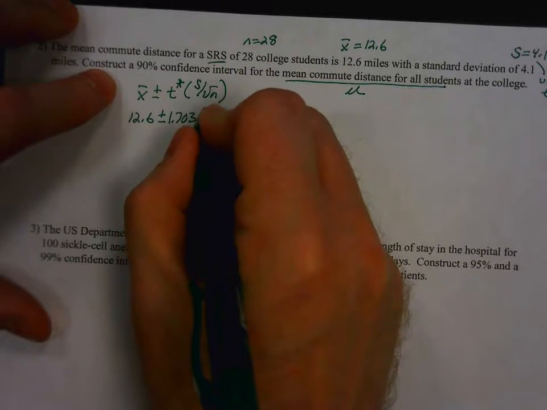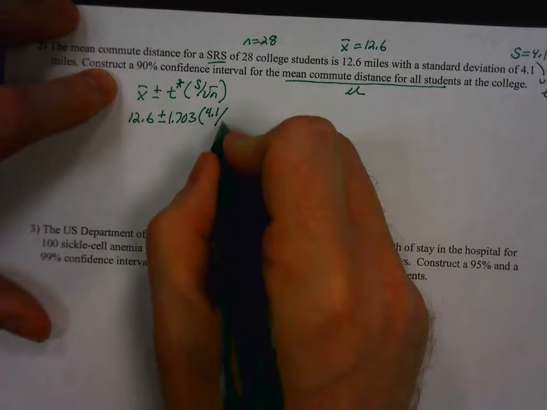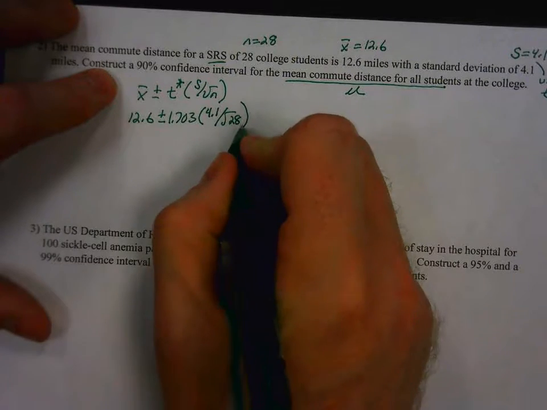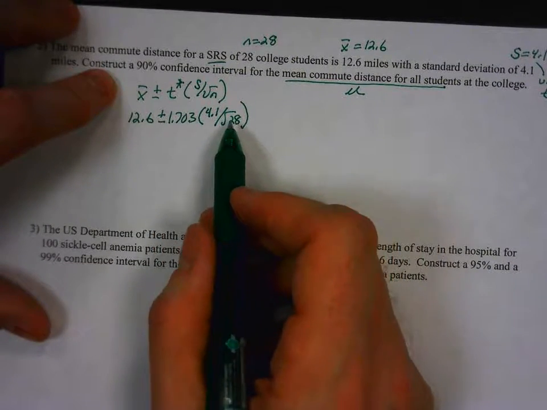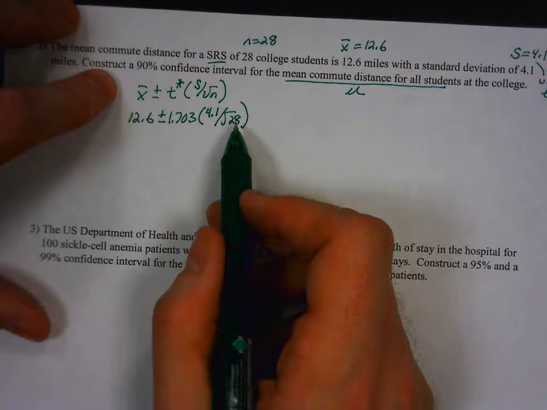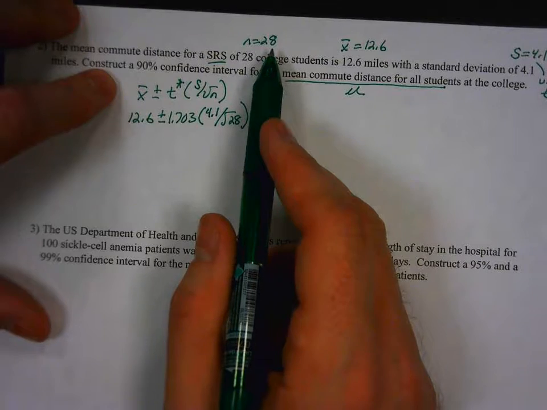So 1.703 times s, which is 4.1, over the square root of n, which is the square root of 28. And be careful that you don't put 27 there, because that was our degrees of freedom. It's s over the square root of n, where n was 28, your sample size. Just be careful of that.